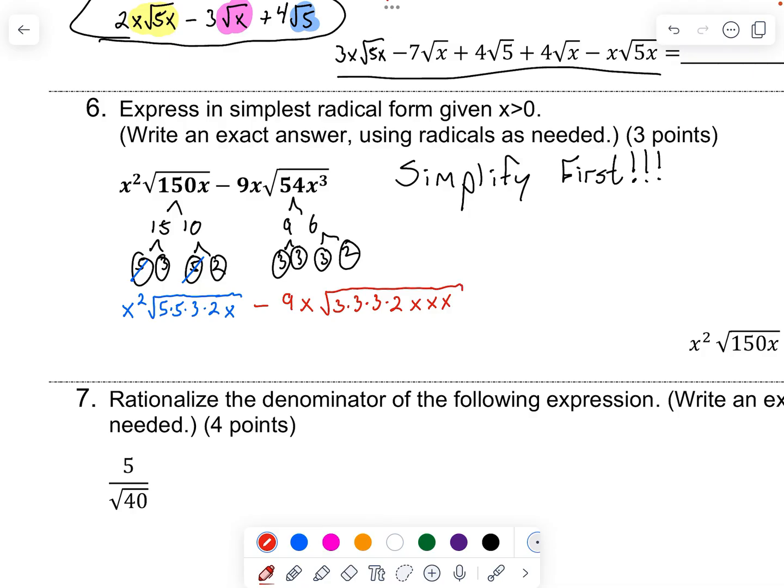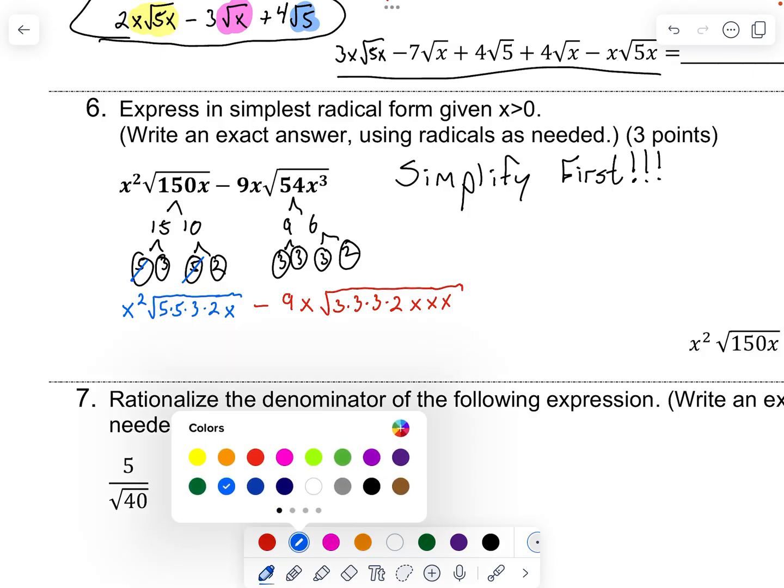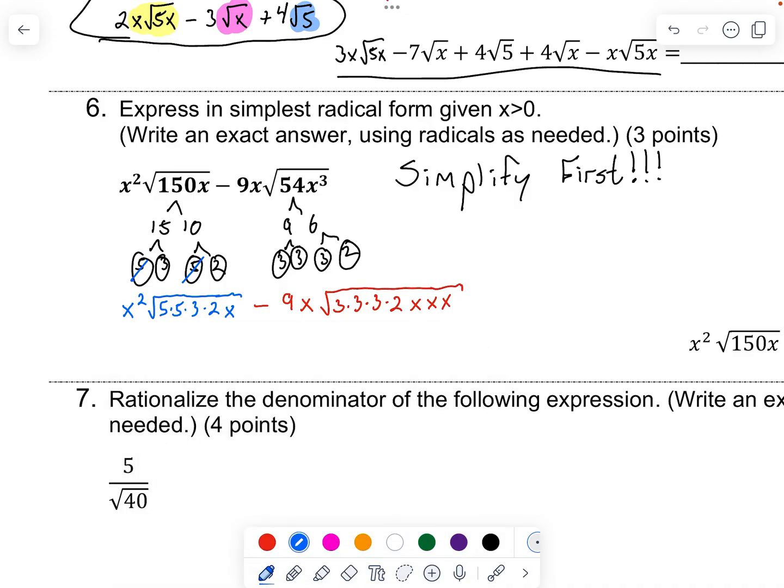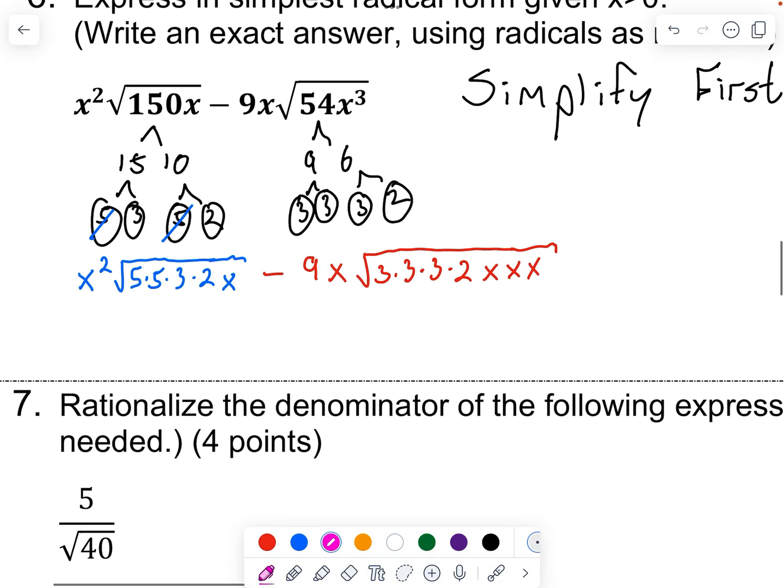All right, and this is just, I'm simplifying each one of these terms separately to see if I can combine those. All right, let's circle our pairs. We got a pair of 5's here, and that's all I can take outside the square root there. Here's a pair of 3's. Here's a pair of x's. Those can come outside the square root.